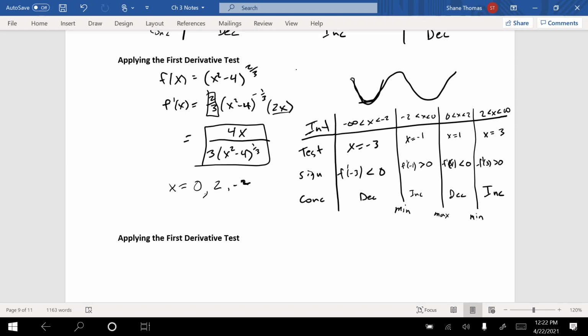Any issues with that? There's just some calculus work going on in there. Let's do one more like that. F of x equals x to the fourth plus 1 over x squared.